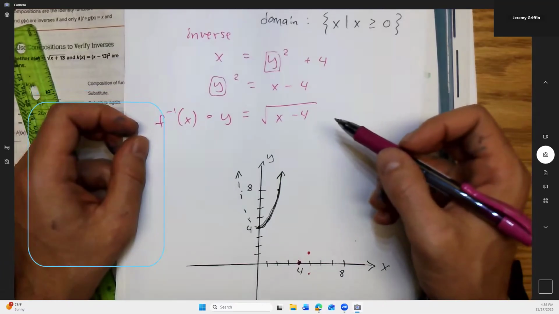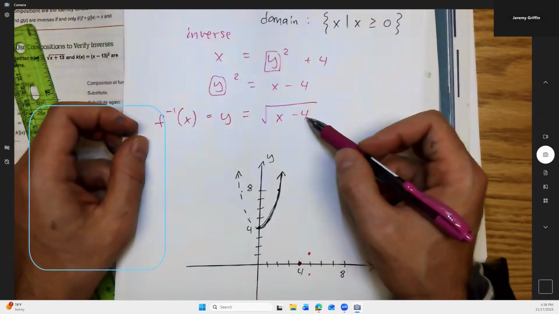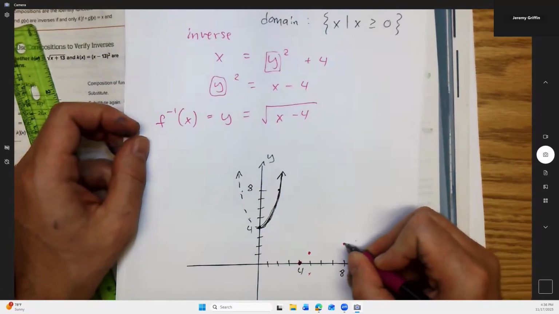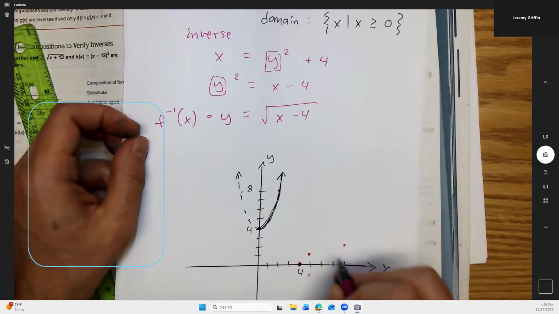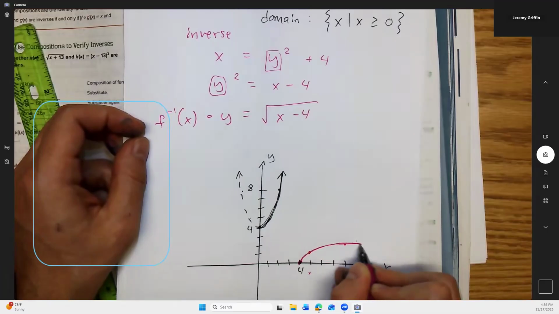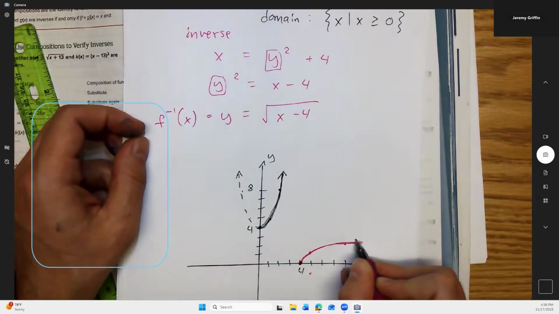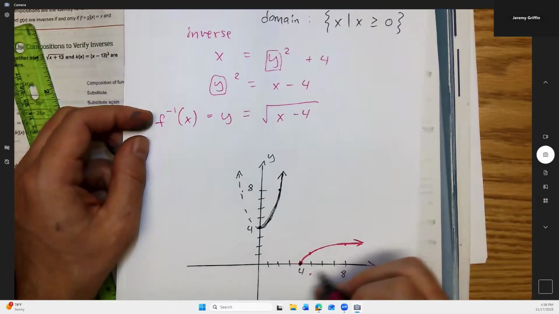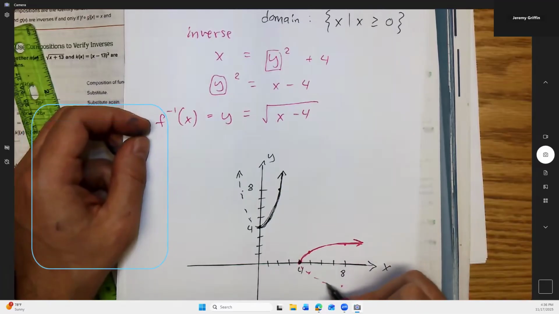What if I plug in 8? 8 minus 4 is 4, square root of 4 is 2. And if I interpret it as minus 2, that could be out here. So if I only take the top half of this, then it passes the vertical line test, so it could be a function. And I'm going to dash the bottom half because I'm throwing all this out.